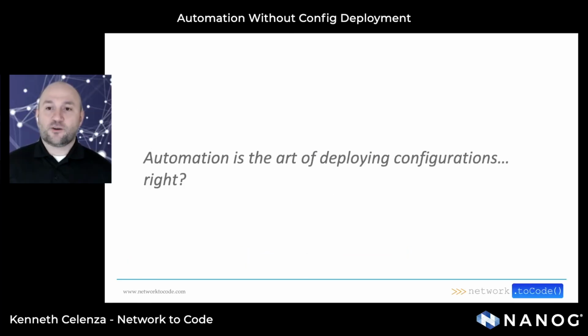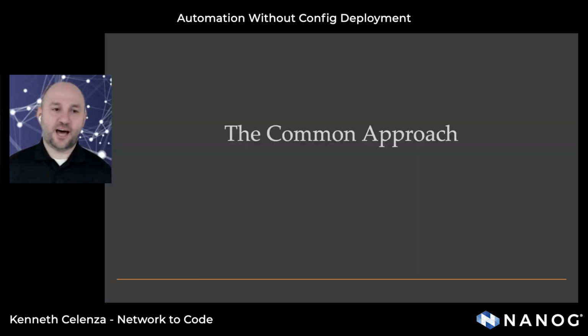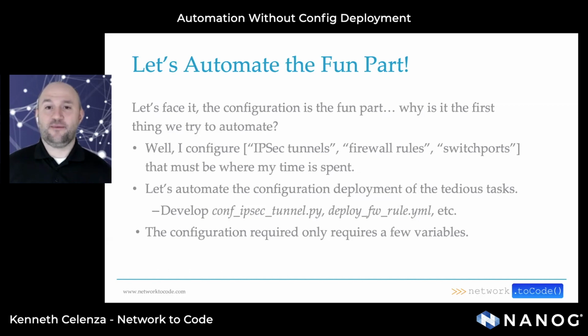So one of the things I'll hear throughout the community as people get into automation is that automation is roughly the art of deploying configuration, right? And I really think this is the common approach most people take as they're getting into network automation. What I like to say about that is that's like saying, let's automate the fun part, right? Because, let's face it, the configuration is the fun part when we're building devices, deploying new infrastructure, and really getting into the nitty gritty of it.